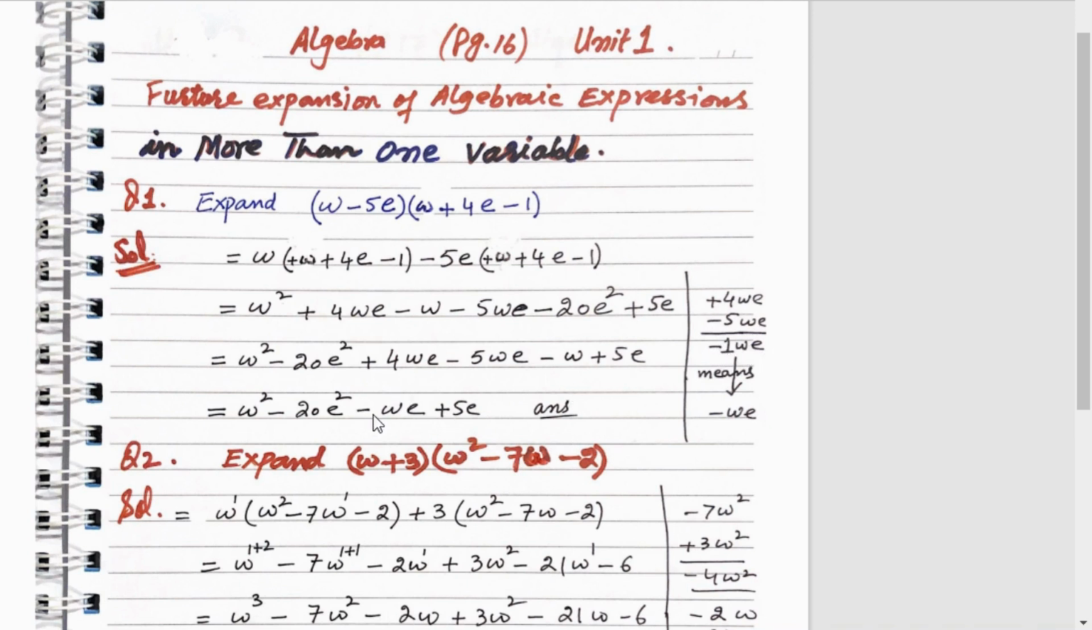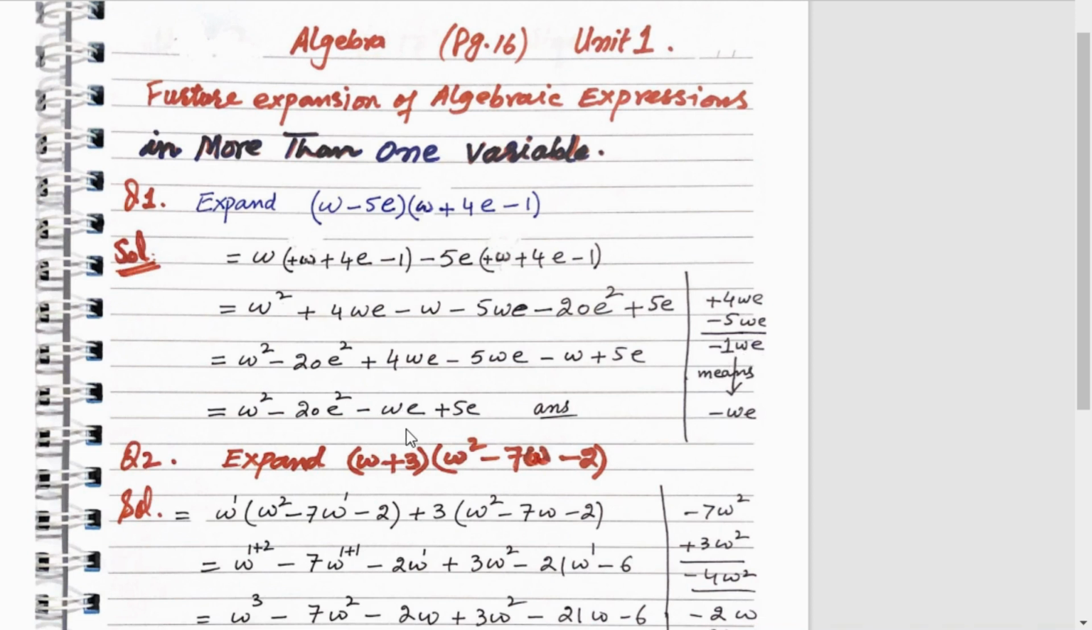Minus 1we means only minus we. 1 is not necessary to write down. If we write down minus 1we, it makes no difference. It's not wrong, but it looks awkward. So we will always write minus 1we as minus we.